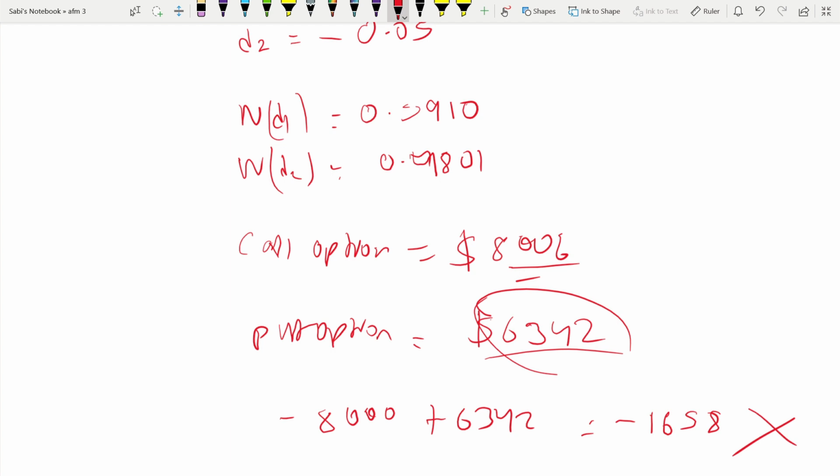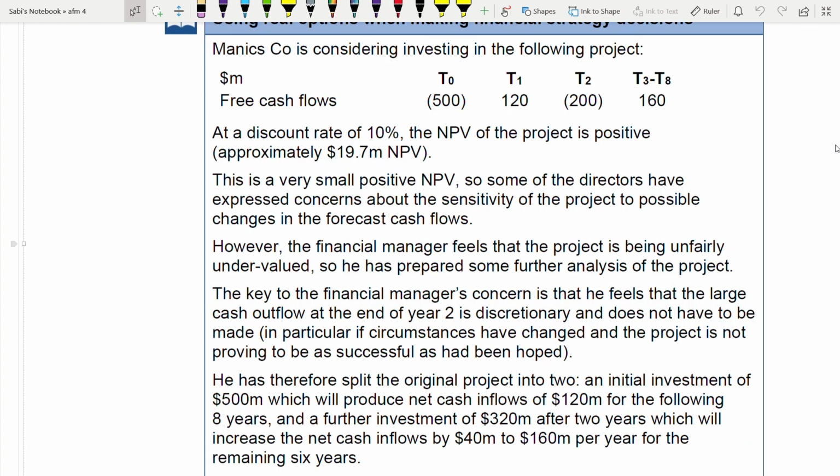So reject the project. Now we are going to do one more question, and that will be our last question on real options. Manny's company is considering investing in the following project. As you can see, they have free cash flow of 500 negative, then 120 inflow, and then second year 200, and from year 3 to 8, 160. A discount rate of 10% is used, and using that they have already got the net present value of 19.7.